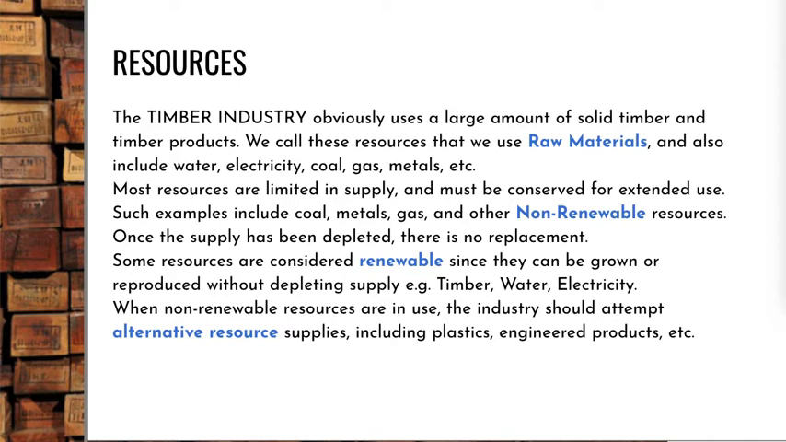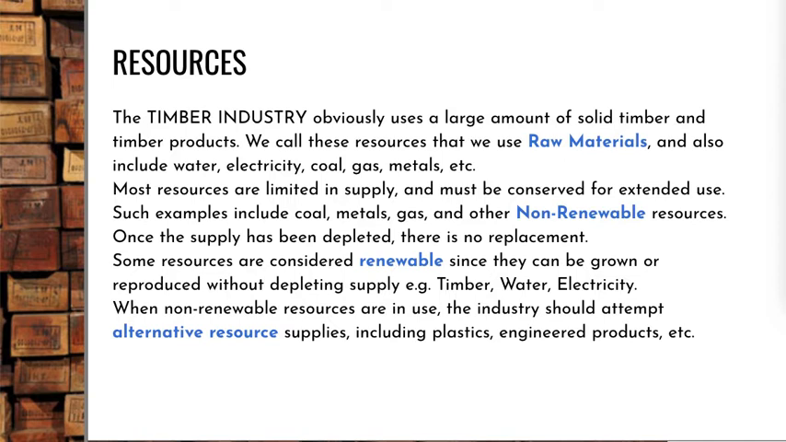Some resources are considered to be renewable since they can be grown or reproduced without depleting the supply. Now, you can't always do it without depleting the supply. It's not always what's happening, but the goal is to try to only use what we can sustainably manage in terms of supplies. And this is where we're talking about timbers, waters, and electricities. When these renewable resources run out, we've got a problem. But the idea is if we're managing the processes properly, we should be able to make sure that the resources are available for future generations. And we'll go into quite a bit of detail with how timber can do that in a couple of slides' time.